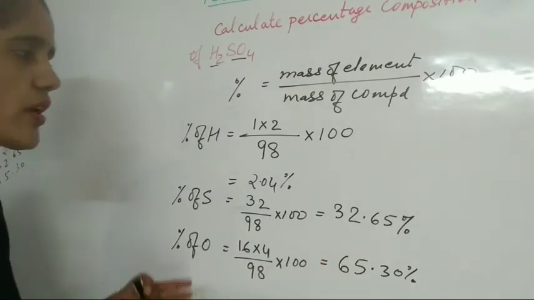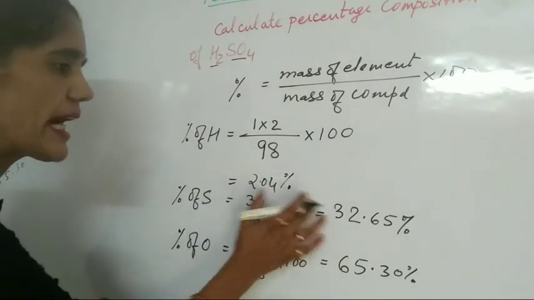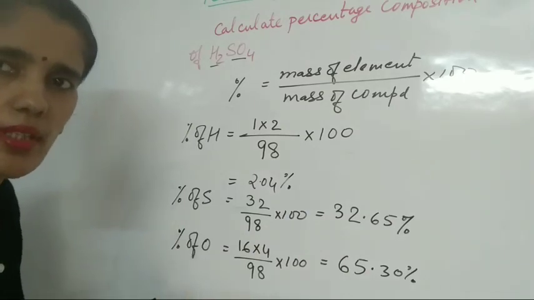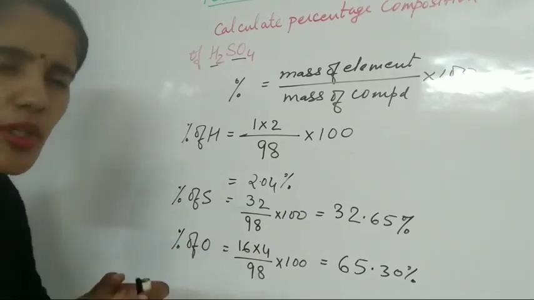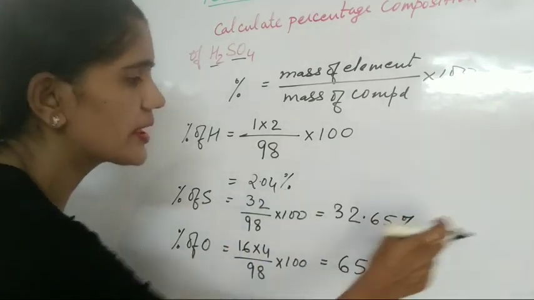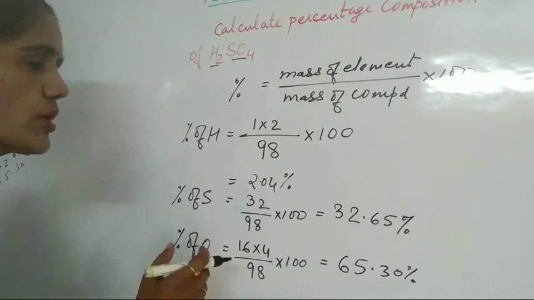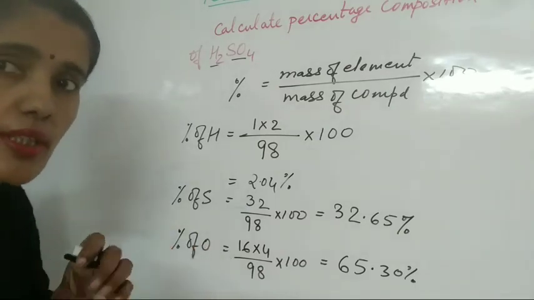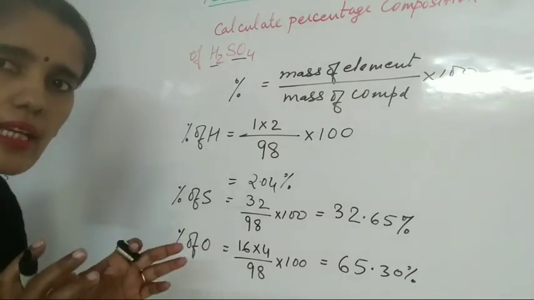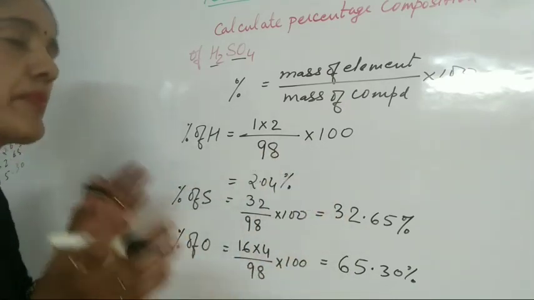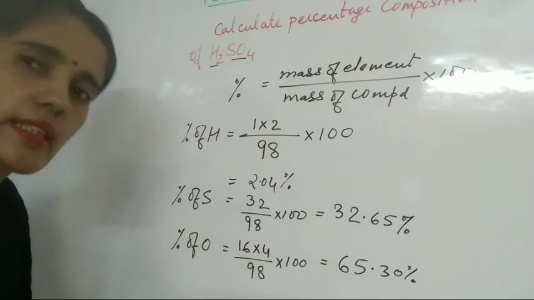Now one way of checking all these: just add all the three. It should be approximately 100. It may be 99.9 because we are not considering all the decimal digits. So it may be 99.99 but not less than that. If the answer is approximately 100, then your answer is correct.